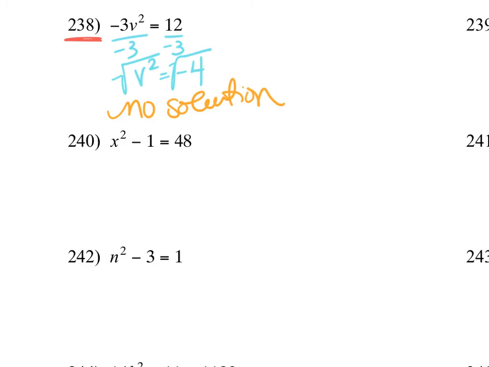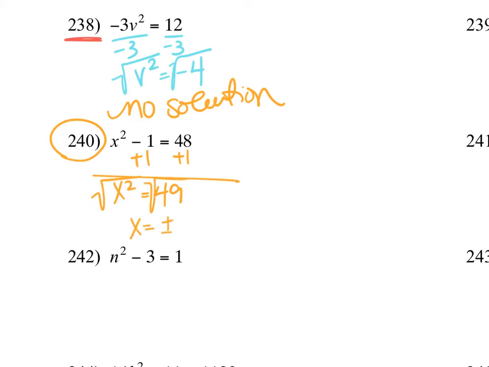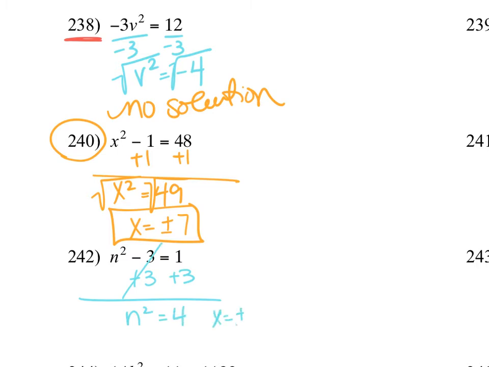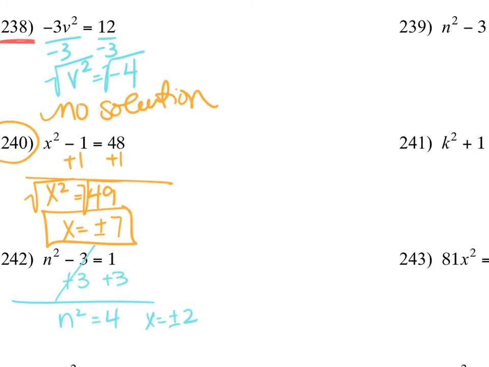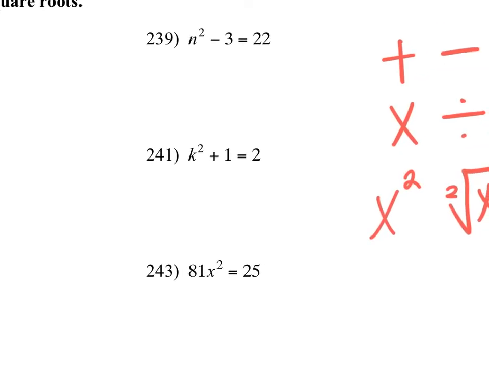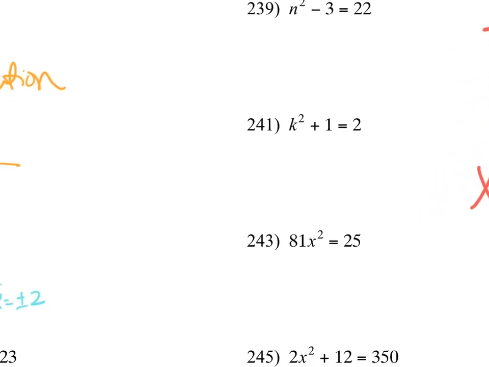Okay, so let's do one that actually has a solution. So let's do 240. So I'm going to add 1 to both sides. And I get x squared equals 49, and the square root of this and the square root of that. So x equals plus or minus 7, and that is my answer. Let's do one more. So I'm going to add 3, n squared equals 4, so x equals plus or minus 2.